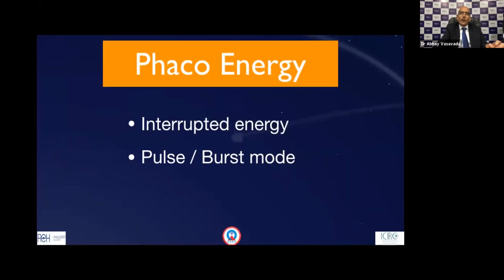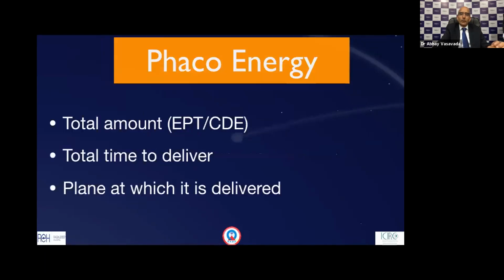Phaco energy can be modulated by pulse mode or burst mode, whatever you do. What matters at the end of the day, what matters to the clarity of the cornea and other structures in the segment, is the total amount of energy you spend, which the interrupted energy will help you to reduce. But another important thing is how much time you take to deliver. The longer you take to deliver the same amount, the better it is. A 1 millijoule energy dissipated in 2 seconds is better than 1 millijoule in 1 second.